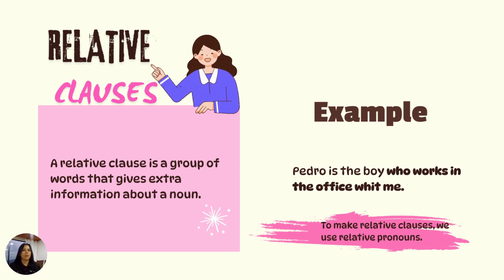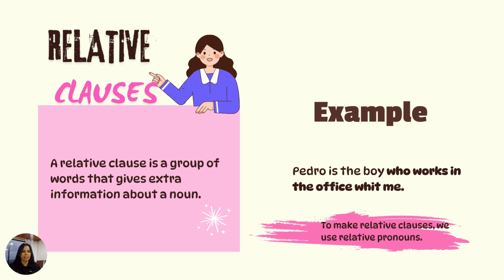Now, let's start with relative clauses. A relative clause is a group of words that gives extra information about a noun. In other words, they help us understand what or who we are talking about. For example, Pedro is the boy who works in the office with me. Who works in the office with me is giving us extra information, and that's a relative clause.